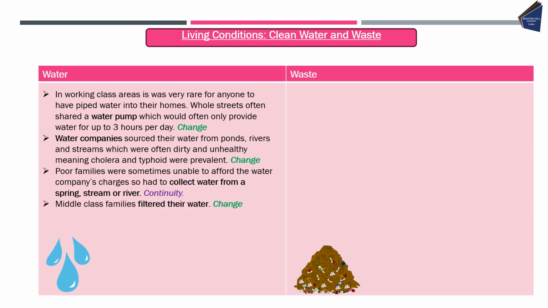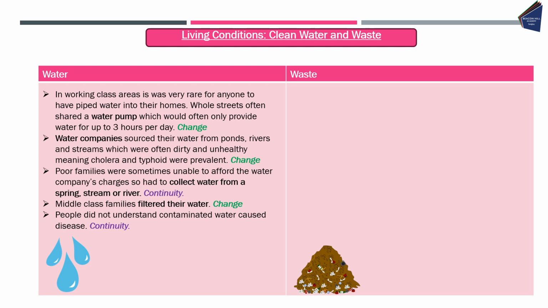Middle class families were filtering their water. This is a change, so again it is likely that the epidemics like cholera are going to hit the poorest the hardest. And finally, people did not understand, as I've referenced, that contaminated water caused disease, and this again is continuity, a lack of scientific understanding.